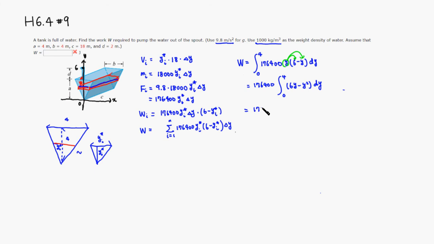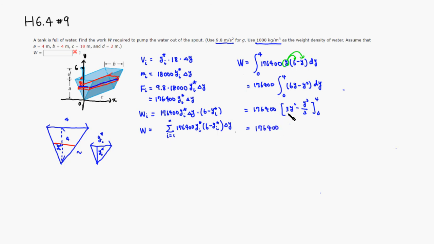So 176400. Alright, the antiderivative is, let's see, y squared over 2, so it's 3y squared, minus the antiderivative of y squared, which would be y cubed over 3. Then you are going from 0 to 4. Right?